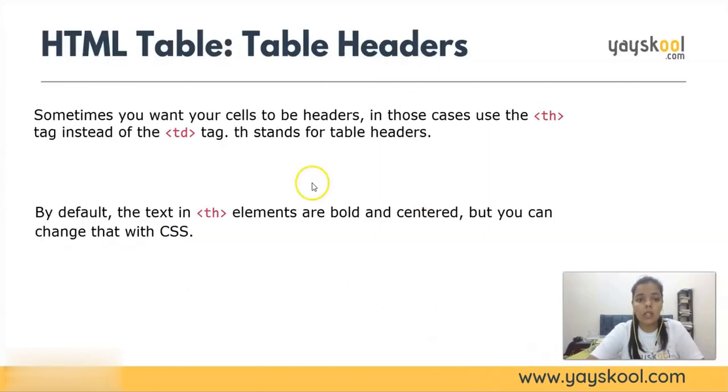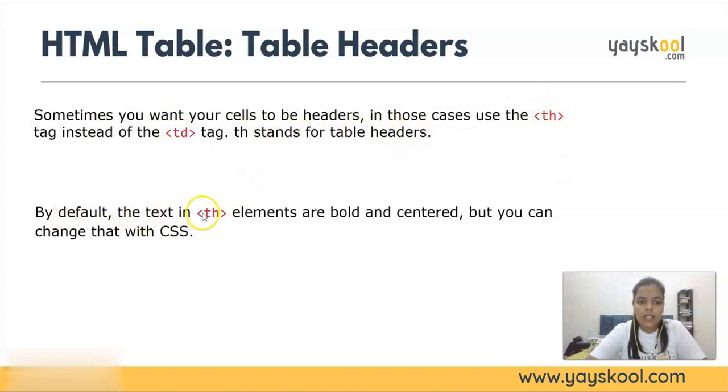Now, HTML table headers. Sometimes you want your cell to be a header. That means you want to define that this column will contain these things, okay? So sometimes you want to define the header for the table, so we will be using the table header. In those cases, use th, the table header tag, instead of the td tag. Instead of table data, we will be using th, table header. Th stands for table headers.